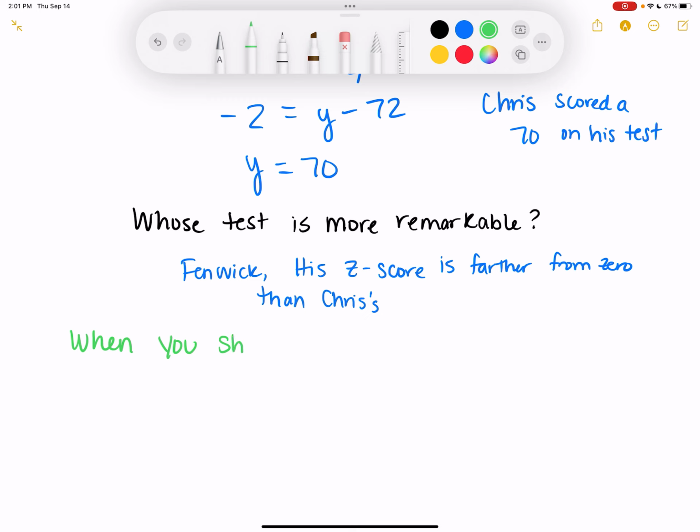When you shift data, the center moves, but the spread stays the same. We've all done that before.